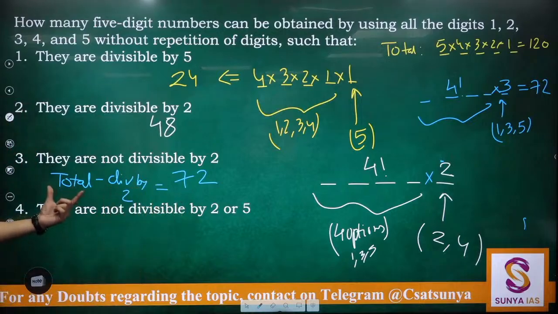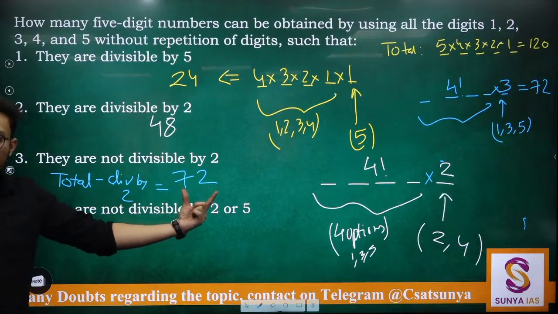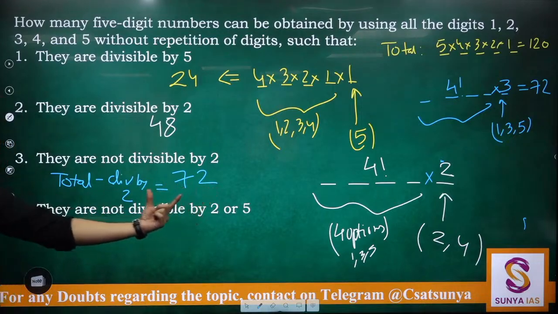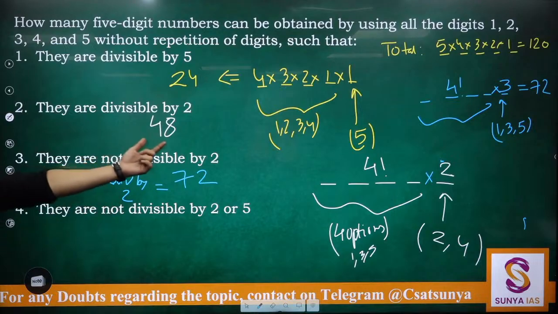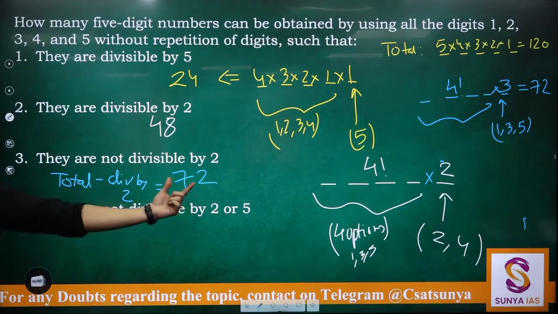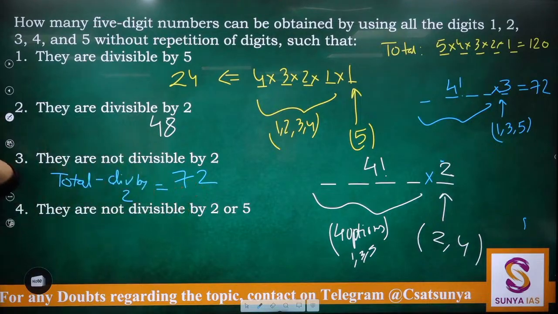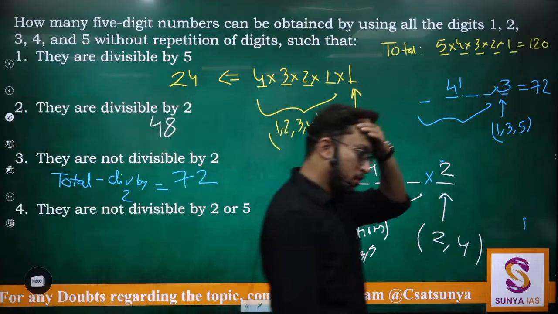Out of total numbers, if I subtract all those numbers which are divisible by 2, can I say these are those numbers which are not divisible by 2? Either the number is divisible by 2 or it is not, there can be only two cases. So if I am subtracting those numbers which are divisible by 2 from the total numbers, 120 minus 48 will give you the same. Is this clear? Next, not divisible by 2 or 5.